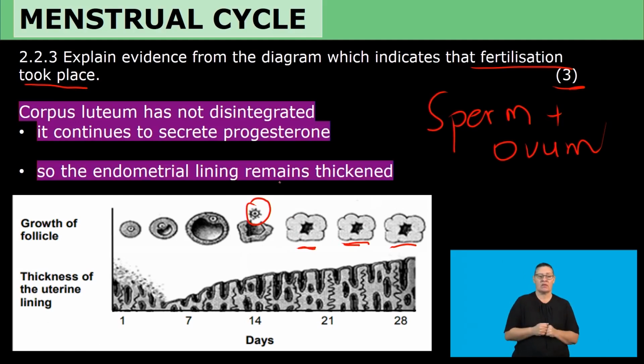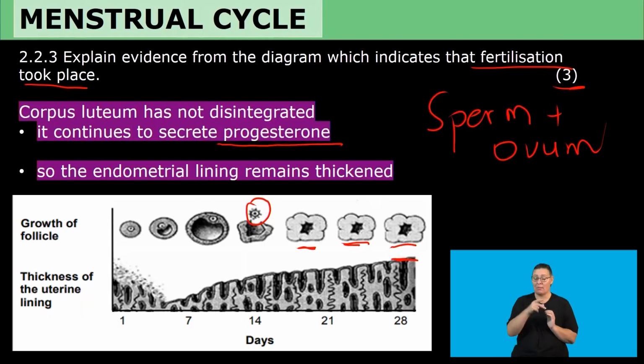So the endometrial lining remains thickened. In other words, there is no shedding off of this lining. That is why we mentioned earlier on that one key function of progesterone is to further thicken the endometrium. Estrogen secreted by the Graafian follicle thickens the endometrium. But when progesterone is secreted and pregnancy has occurred, it must further thicken the endometrium. And the purpose is to maintain pregnancy.